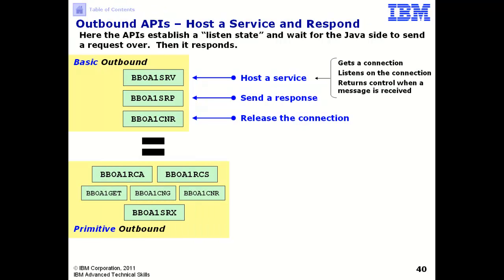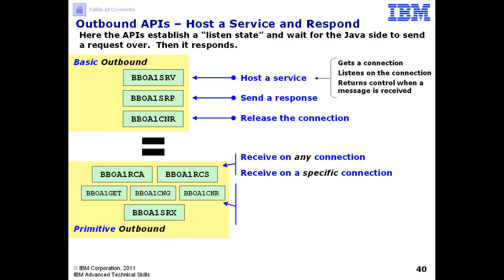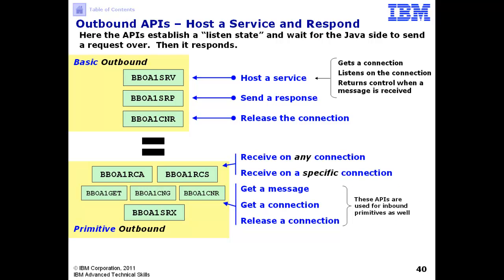Those three are equivalent in function to that provided by the 6 primitives shown. BBOA1RCA and BBOA1RCS host a service, with one allowing you to listen for a request on any connection and the other listening on a specific connection. The three APIs in the middle are used for both inbound and outbound. They perform the function shown on the chart. The BBOA1SRX API is used to send an exception response back to the Java program in WAS.